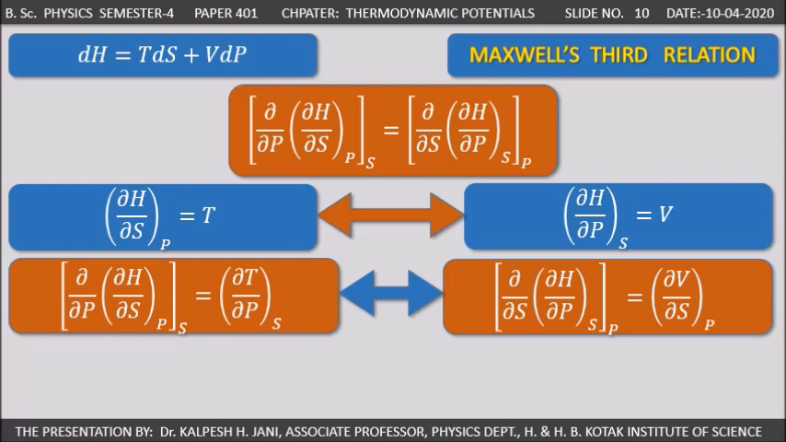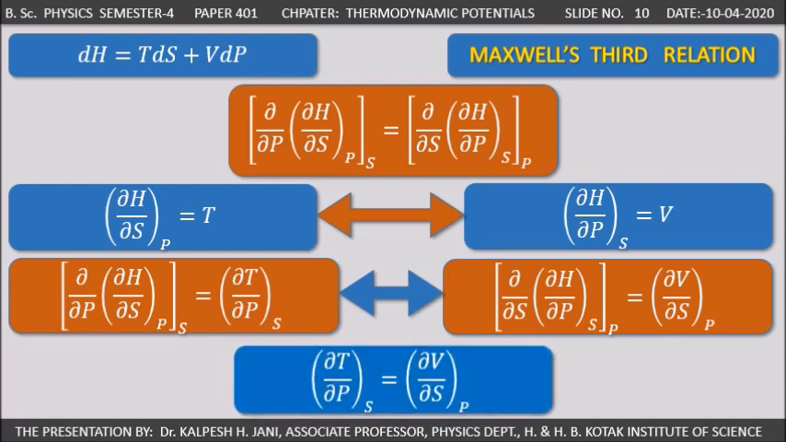So we get del V by del S at a constant P. Now, as we know from the Schwarz theorem, these two second order differentiations should be equal. So we get this equation: del T by del P at a constant entropy S is equal to del V by del S at a constant pressure P, which is nothing but the third Maxwell relation for thermodynamics.